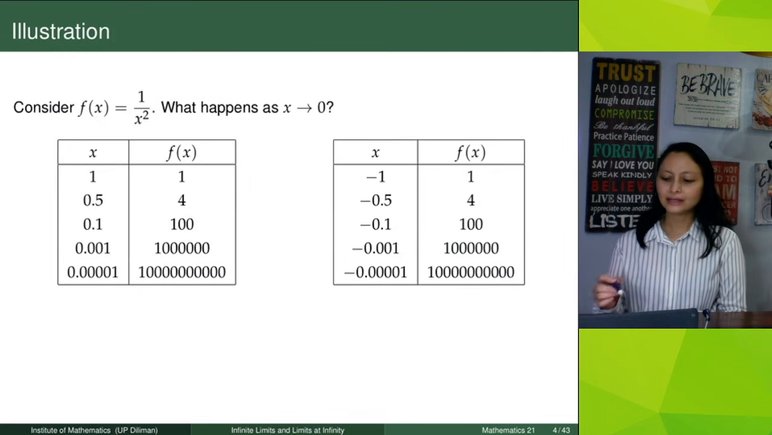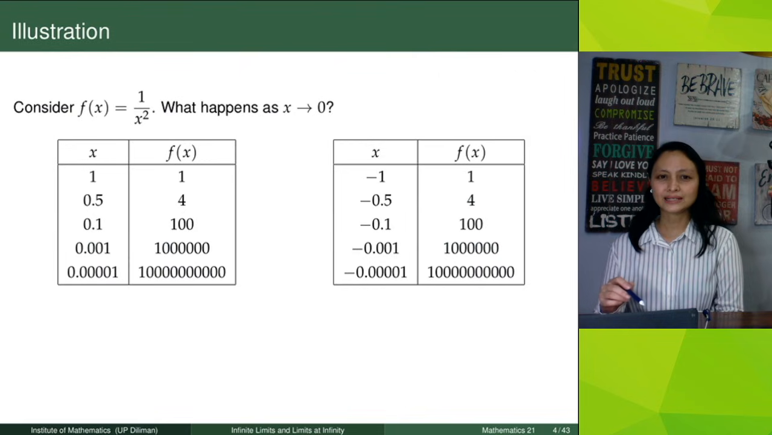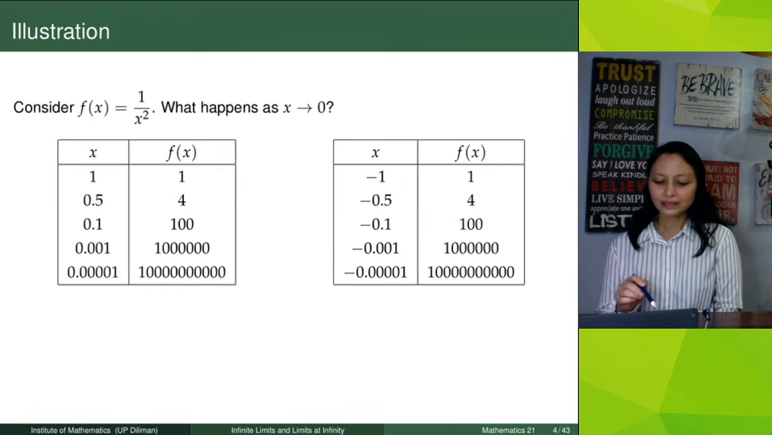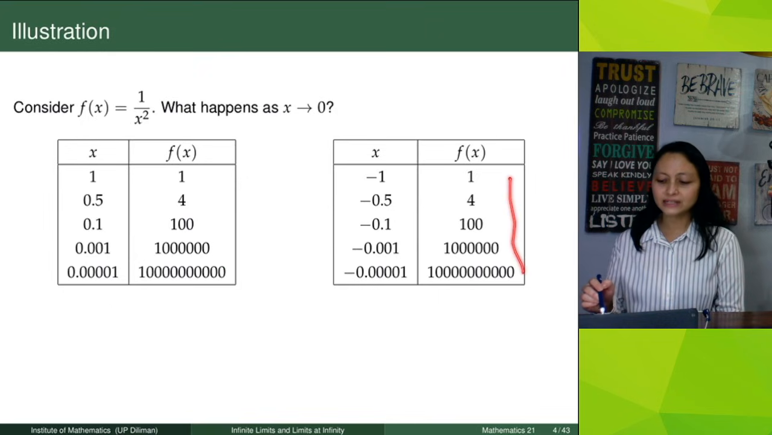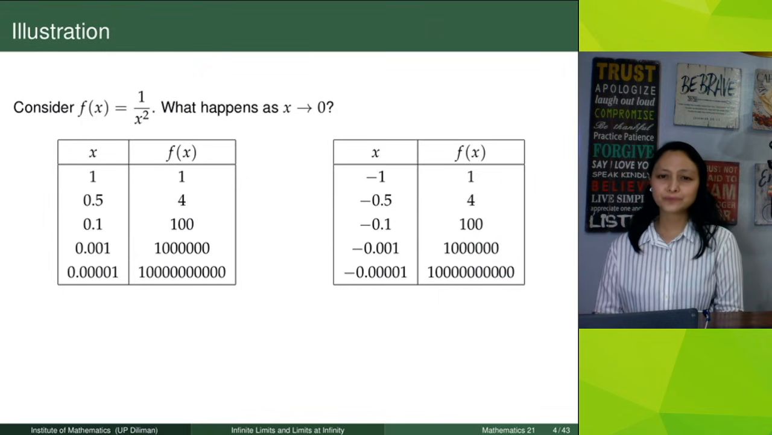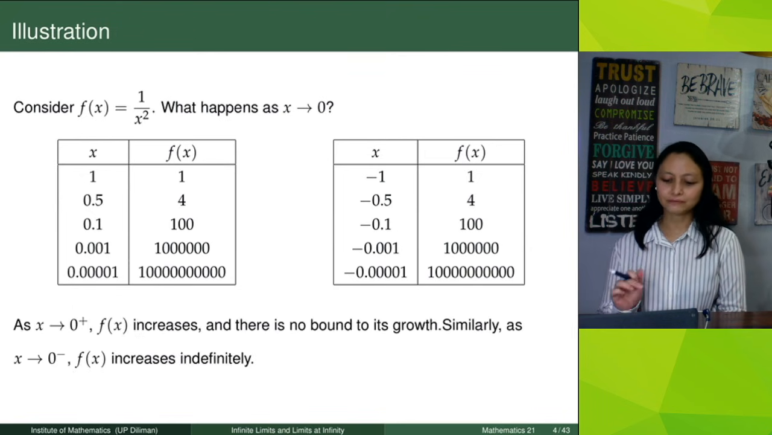On the other hand, if you approach 0 through negative values, if x is negative 1, f of negative 1 is 1. If x is negative 0.5, f of negative 0.5 is 4, and so on. If you notice, what is happening to the value of f of x as x approaches 0 through positive and through negative values? Right. The value of f of x is increasing.